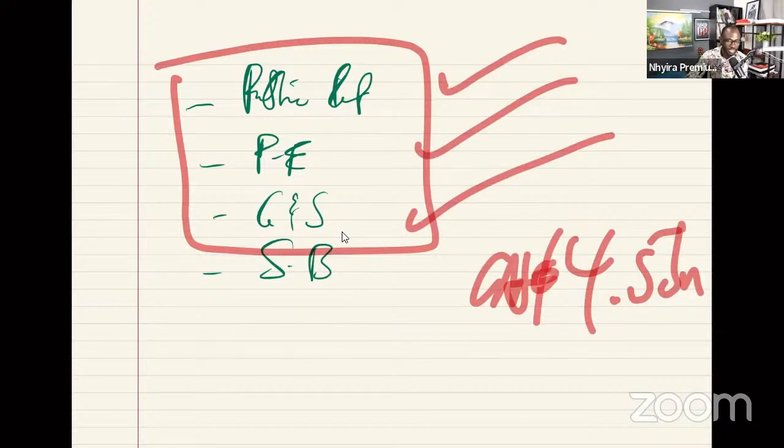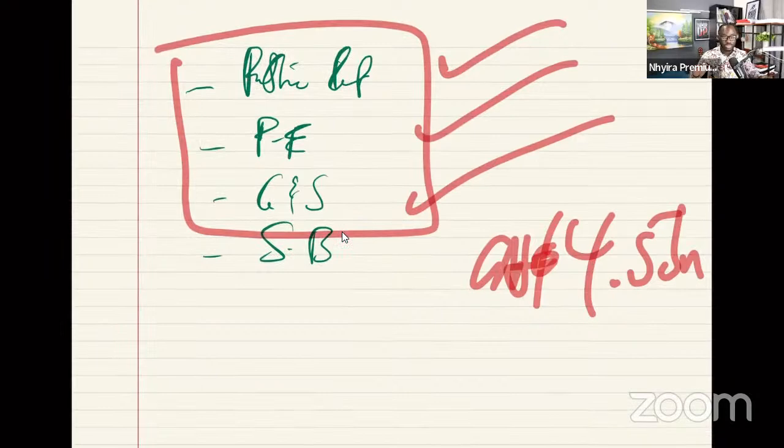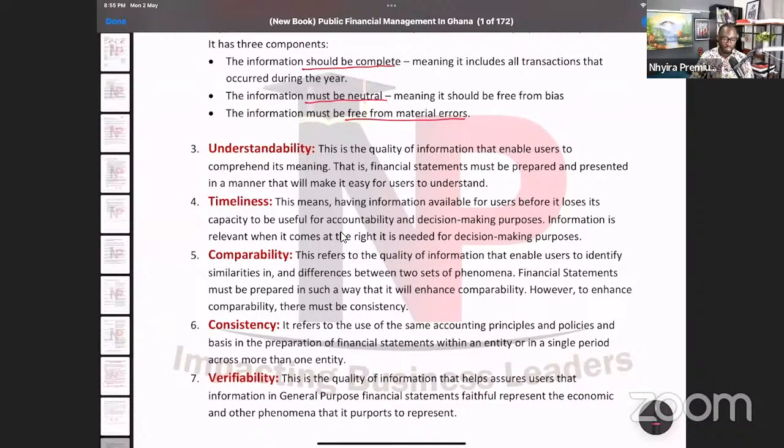But that is what we are saying here, that it should be presented simply and in a manner that will be understood. But timeliness is very critical. A financial statement that is provided at a later date is not meaningful. When it's provided before the time required, it's also not meaningful. So for accountability purposes, the financial statement must be provided at the time that it is needed. This is one of the problems of Ghana. Sometimes you are in 2020, and the Public Accounts Committee is now reviewing the accounts of 2016, 2017.